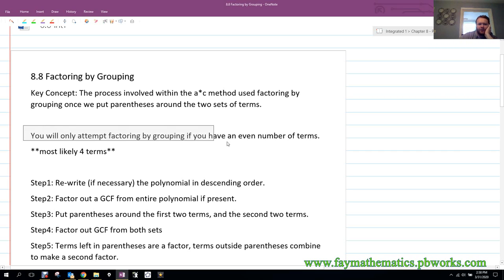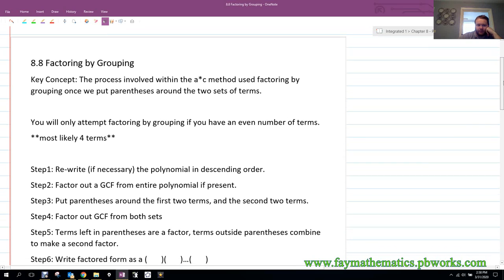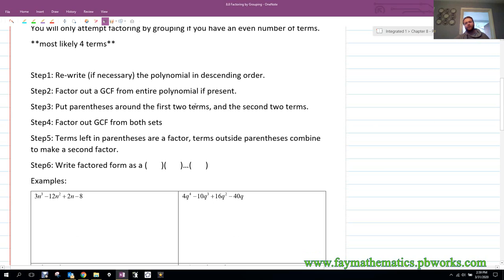So you only attempt factor by grouping if you have an even number of terms. Okay. So grouping, your groups basically when we do this have to have the same amount of things in them. So to do that, you have to have an even number of terms. For the most part, ours are going to be 4 terms, but eventually you can do it with 6 or 8 or 10. Step 1 is to rewrite, if necessary, the polynomial in descending order. Make sure all your exponents are going from largest to smallest. That's critical.